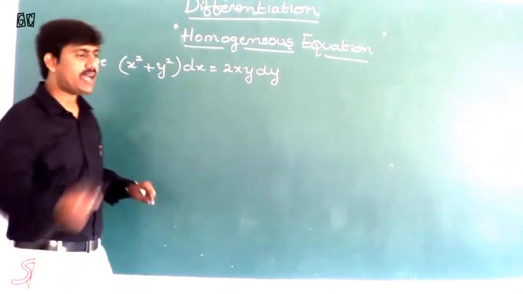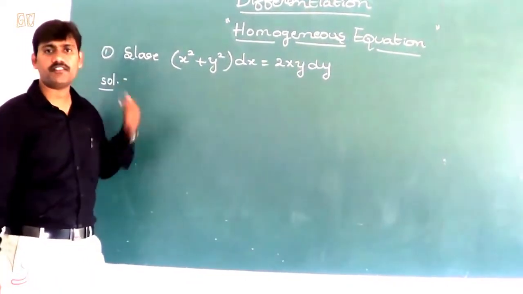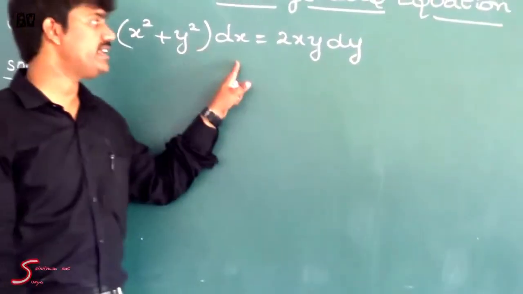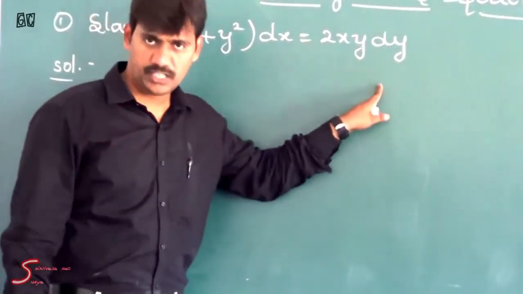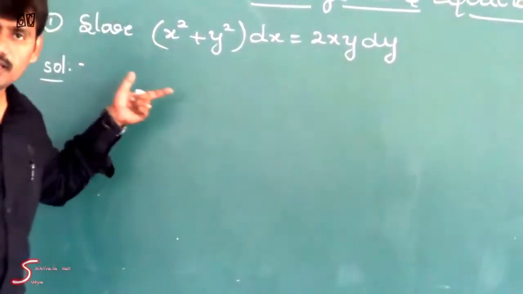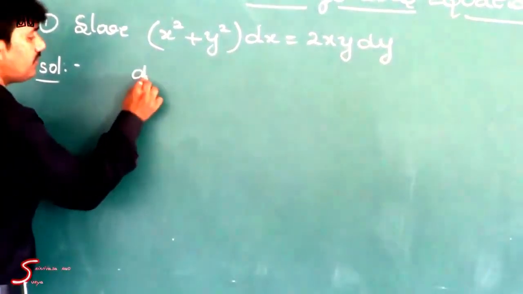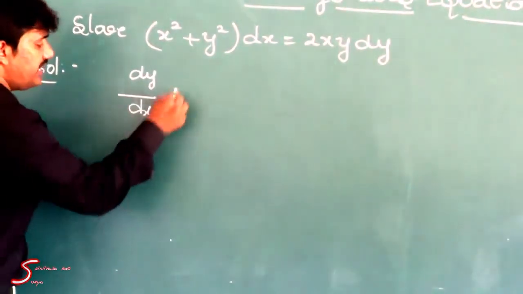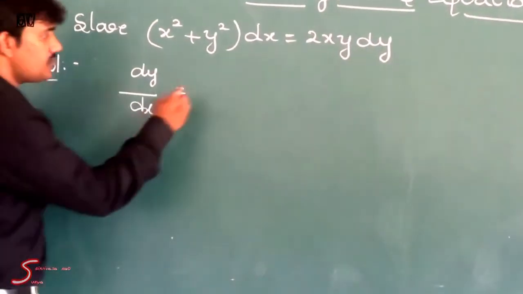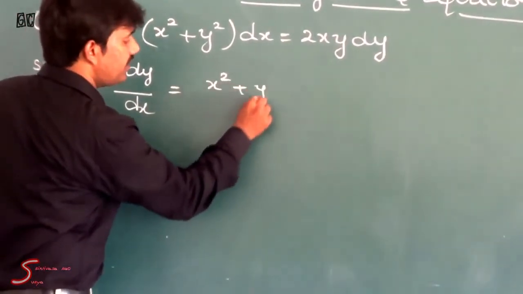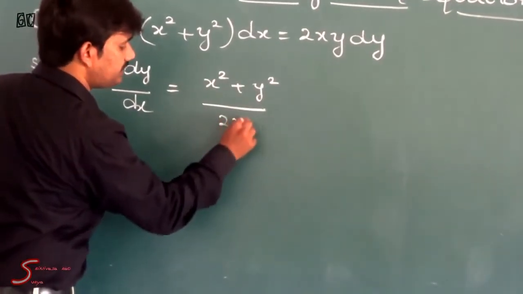So the question will be like this: solve the following differential equation, that is (x square plus y square) dx equal to 2xy into dy. So the given equation is available. Now we have to make this in terms of dy by dx. So dy by dx should be (x square plus y square) by 2xy.